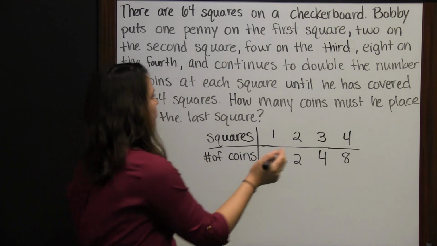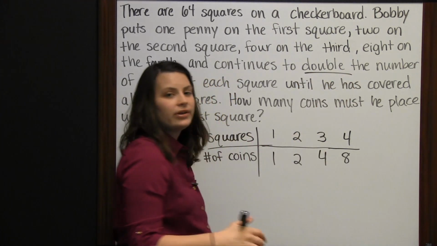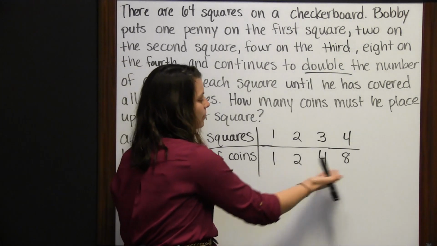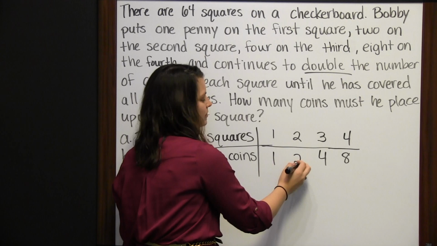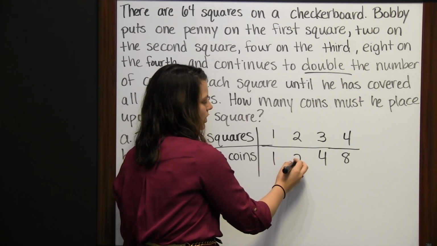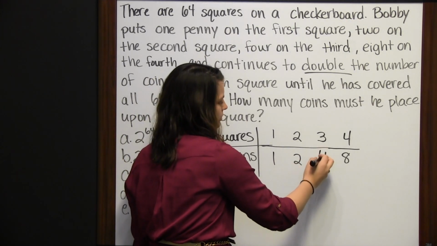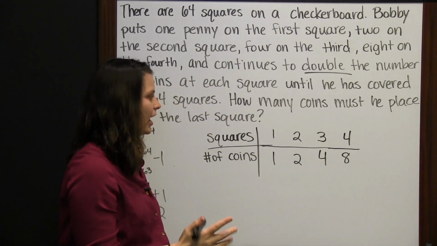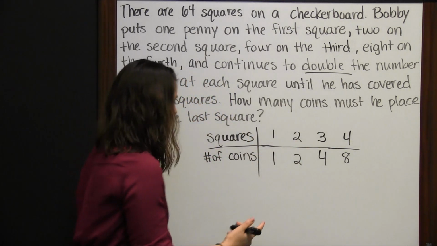So another important word here is double. Really, we don't even have to find the pattern. They told us what it was. We're doubling. So this is 1 times 2 is 2. Times 2 is 4. Times 2 is 8. So since I know I'm doubling, then I have a base of 2.